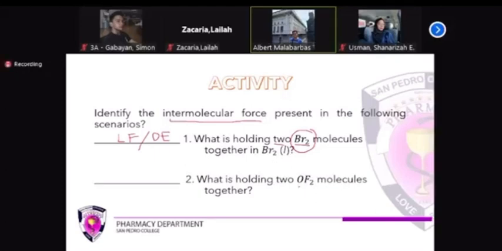On the other hand, what is holding two OF2 molecules? OF2 is an example of a polar molecule, because of the presence of fluorine, which is electronegative, so it attracts electrons towards itself. So it becomes polar. So two OF2, two polar molecules, is what we call Keesom forces, or the orientation or alignment effect. So that's how you identify intermolecular forces.